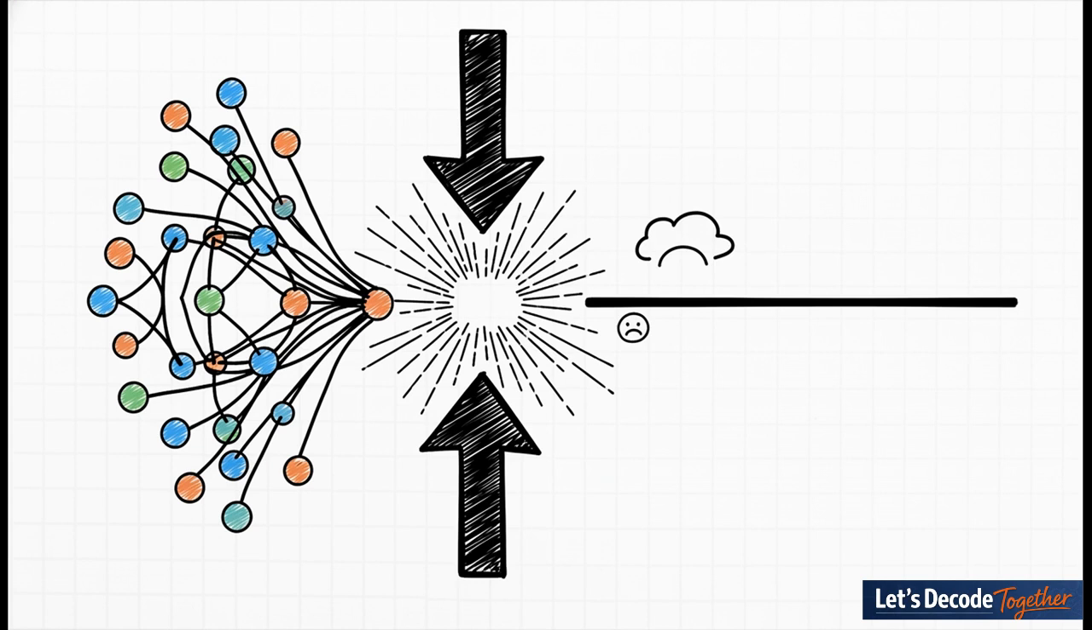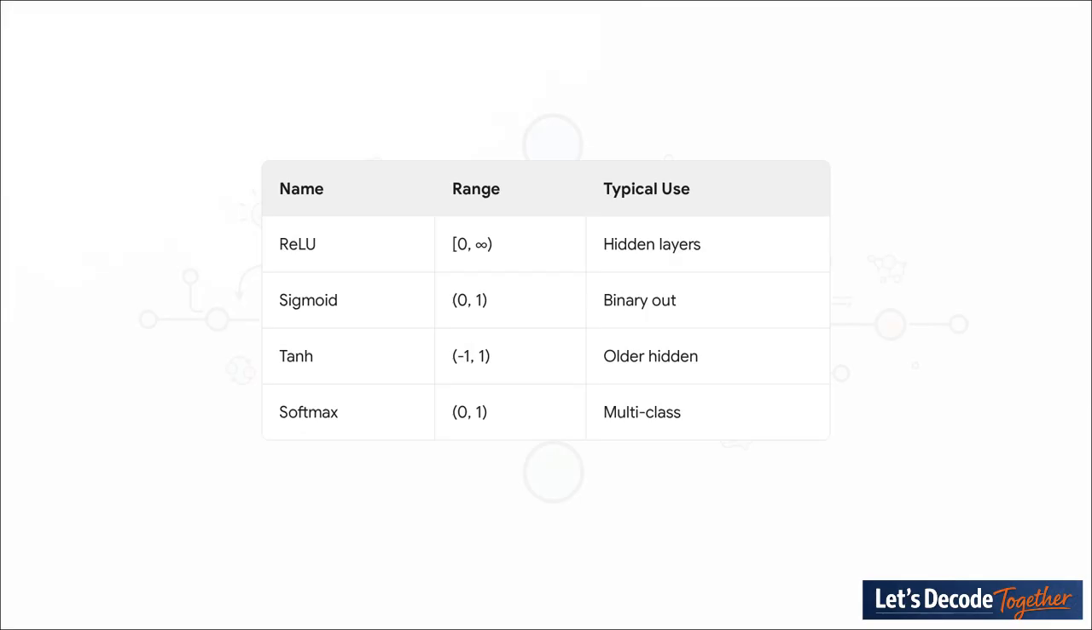Think about it. A linear function inside a linear function inside another linear function simplifies down to just one single linear function. You wouldn't be able to detect curves or shapes or anything complex. You absolutely must introduce nonlinearity between the layers to give the network its expressive power. Let's break down the specific nonlinear functions we use to inject that necessary complexity.